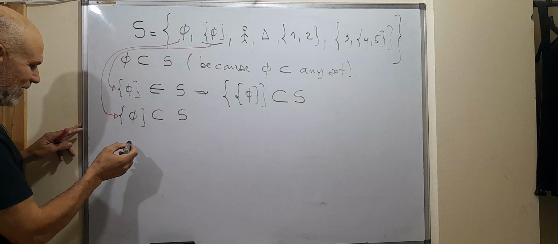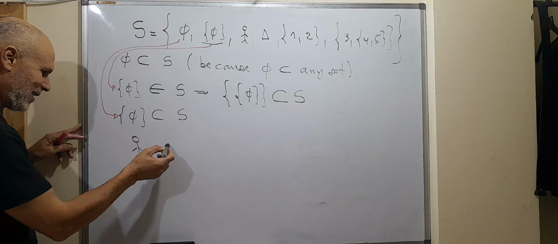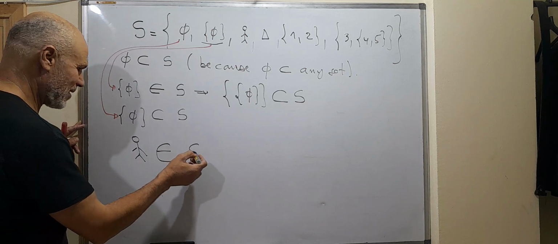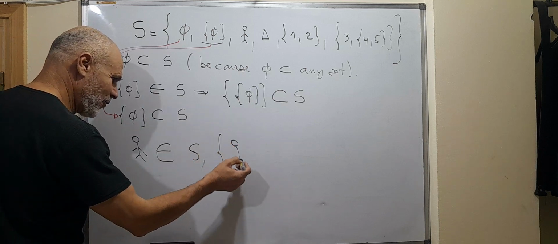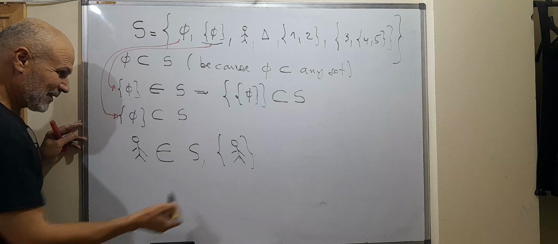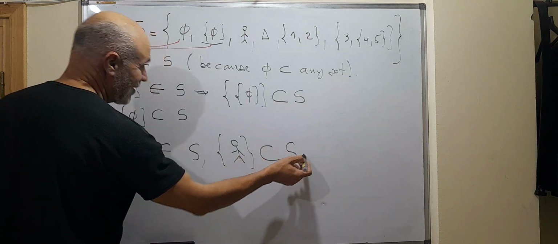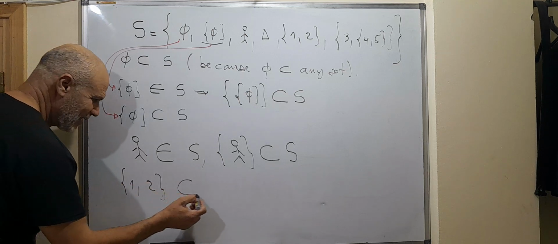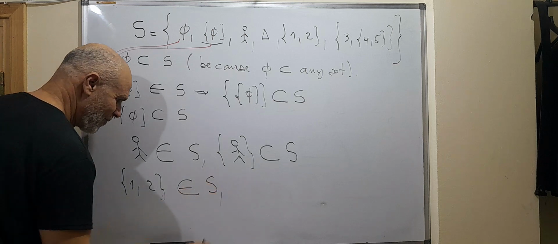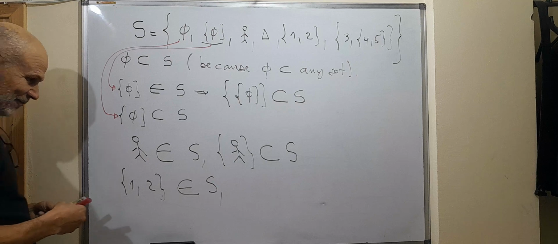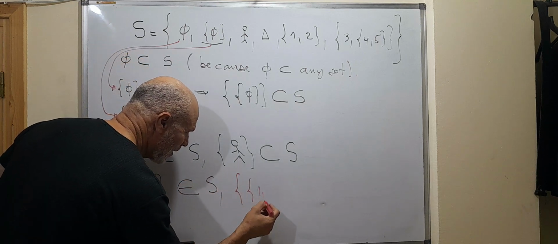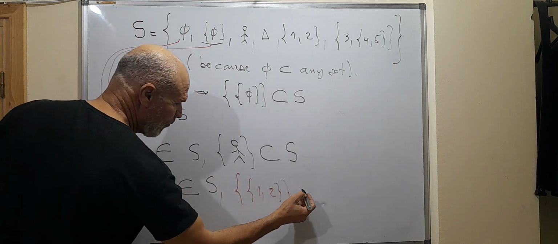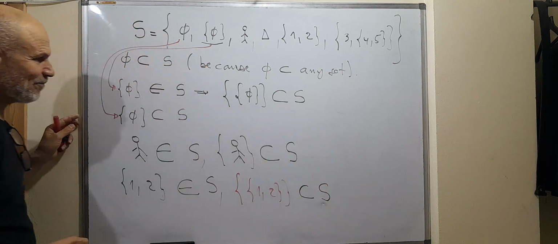How about the man? The man belongs to S, and for sure the set of the man is included in S. 1 and 2 are elements from S. One, two, the set of 1, 2 is included in S.